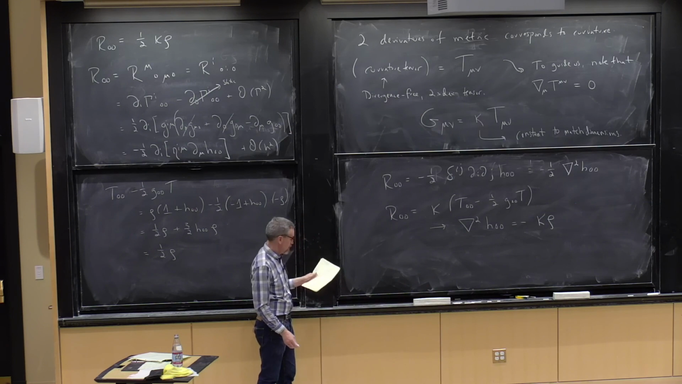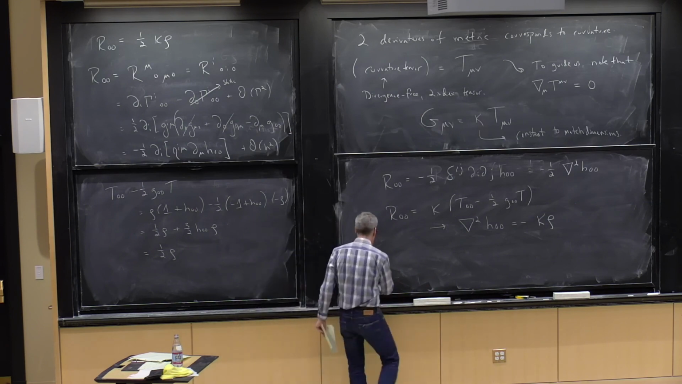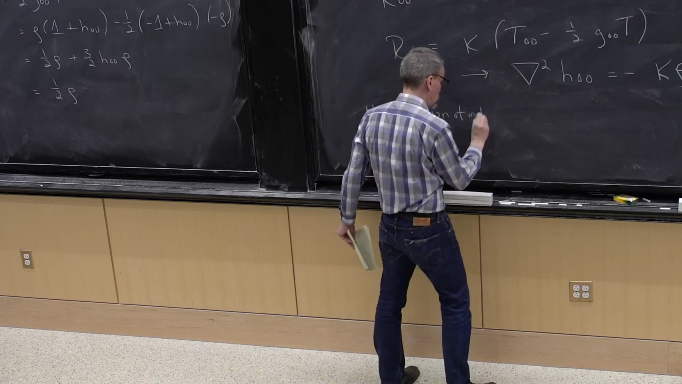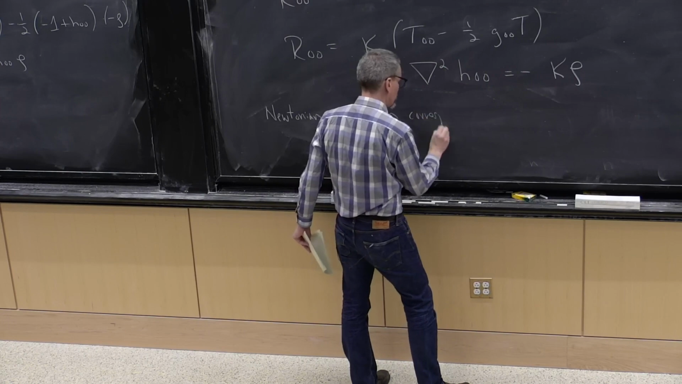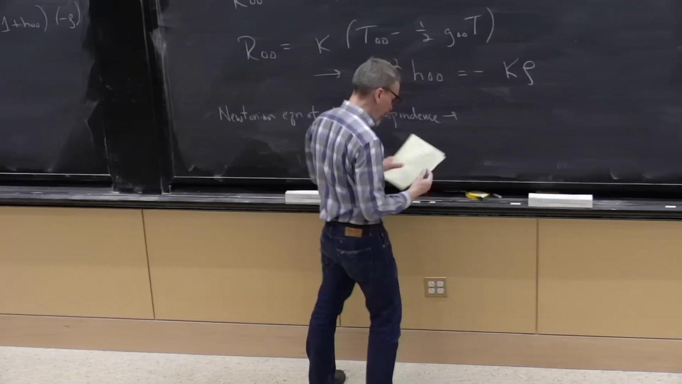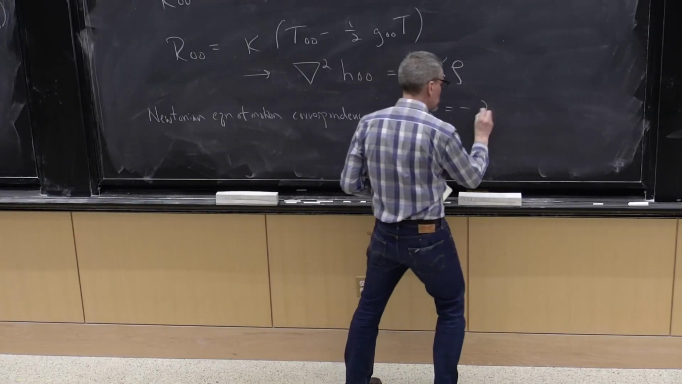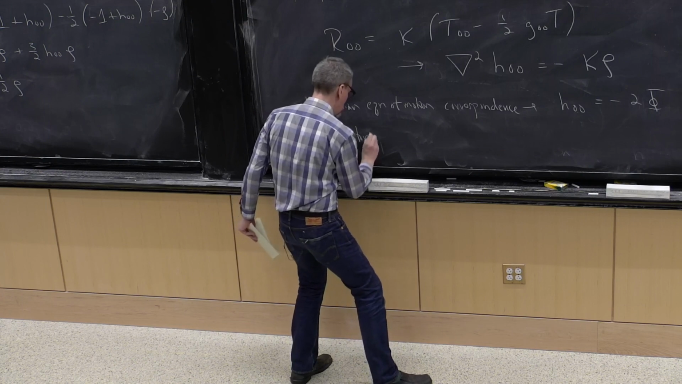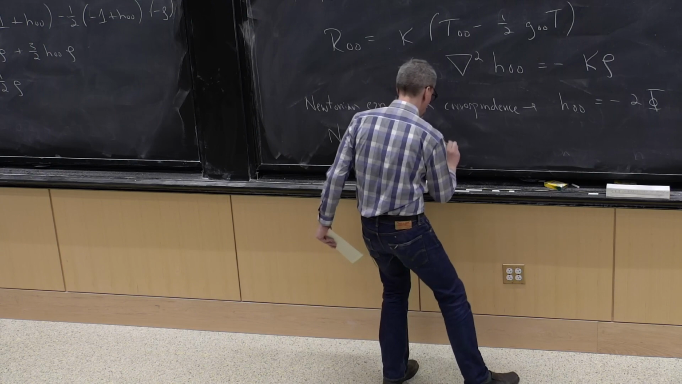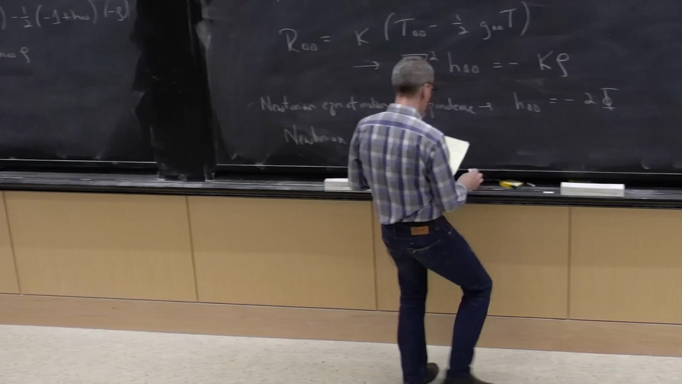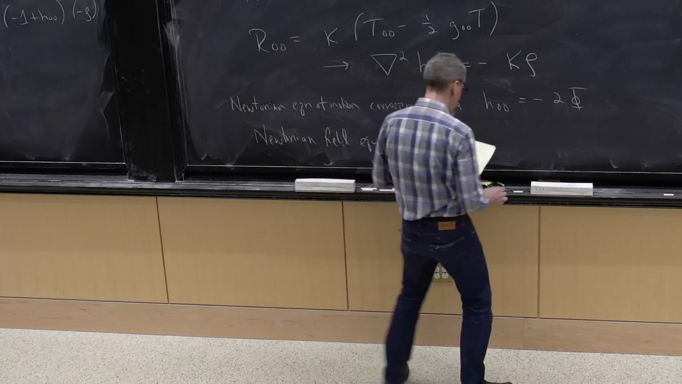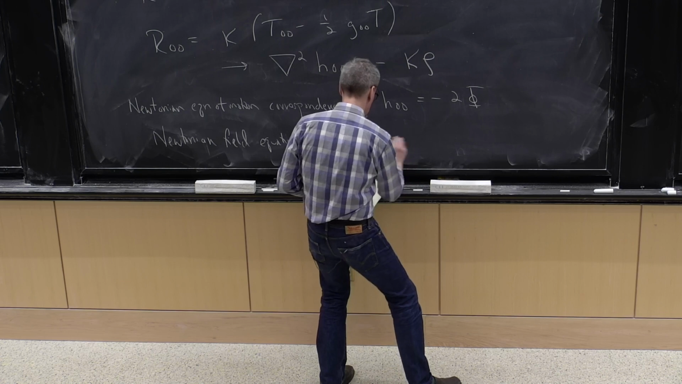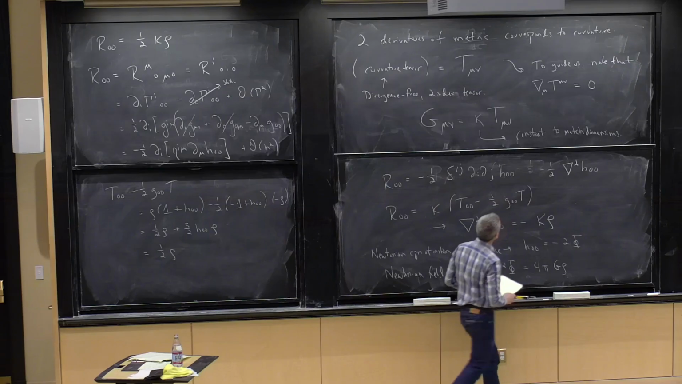The Newtonian limit that we did for the equation of motion, the fact that we showed that geodesics correspond to this, already led me to deduce that h00 was equal to minus 2 phi. My Newtonian field equation requires me to have the Laplace operator acting on the potential phi giving me 4 pi G rho.